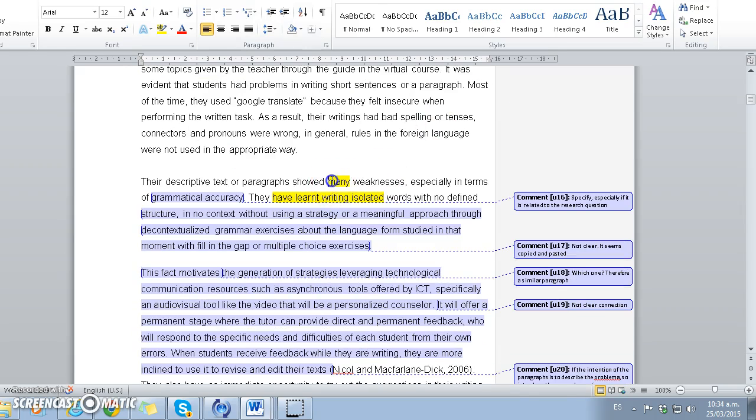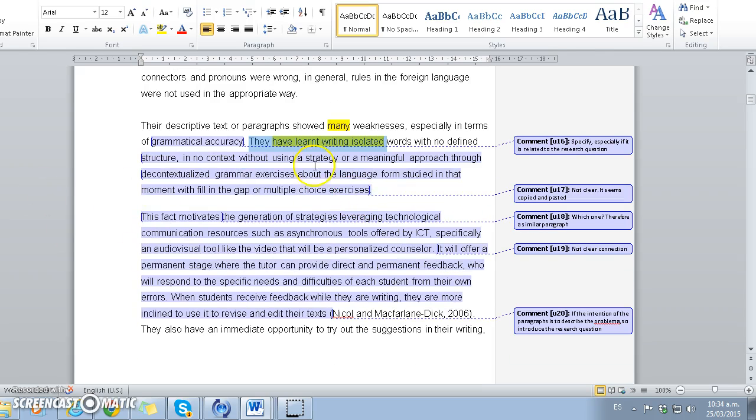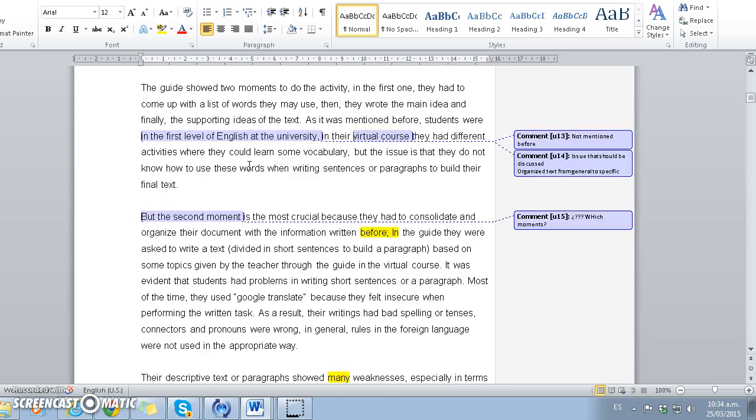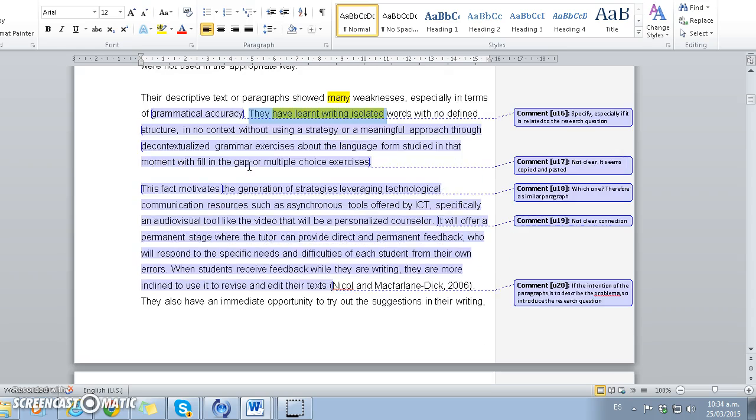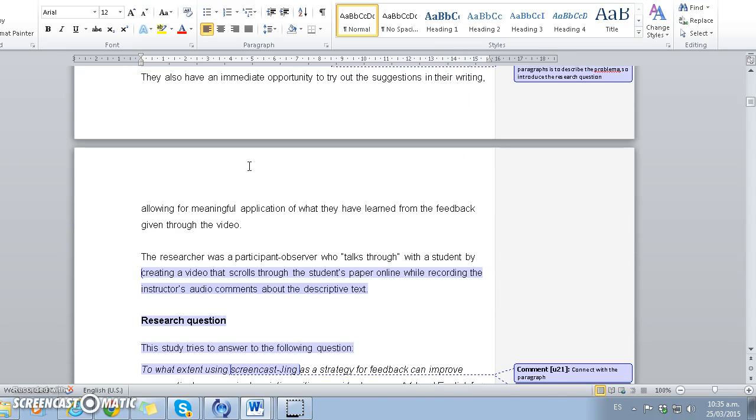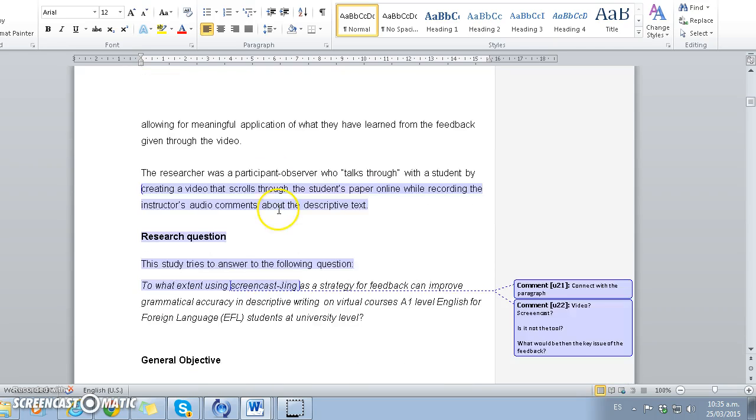You will see that there are some sentences, phrases or words highlighted yellow. It means that there are grammatical problems there. The English that you use in this version is not very academic, so I totally recommend that you check your English to raise the level a little bit and make it more academic.